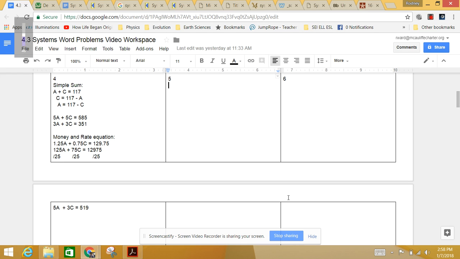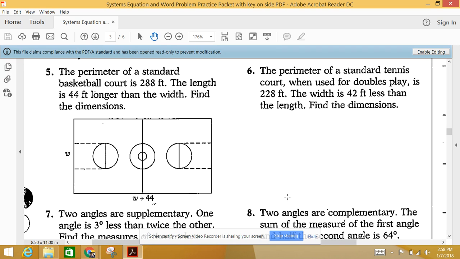I'm going to go through a couple of the problems that are similar to "I'm thinking of a number" type problems. These are actually geometry problems. But I think you may quickly see why I think of them as "I'm thinking of a number" problems. So the first one is number 5.